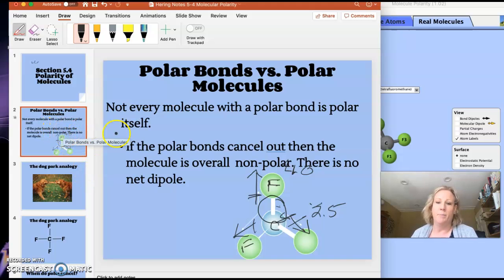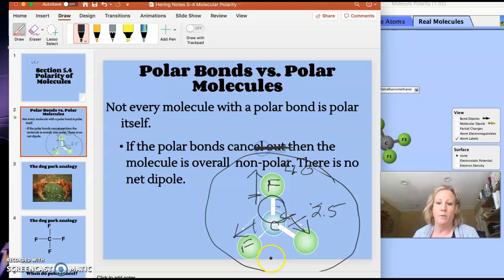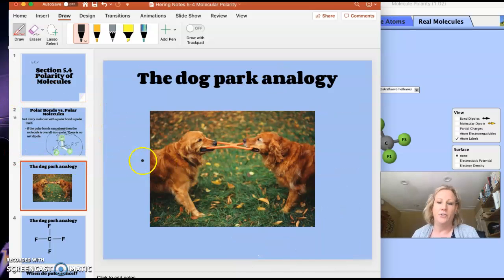But what we're going to talk about is if I were to draw a circle around this whole molecule, is it polar? Does it have an accumulation of negative on one end and positive on the other? First, I'm going to teach you an analogy that I use. It will probably work for some of you and maybe not for others, but I'll give it to you anyways.